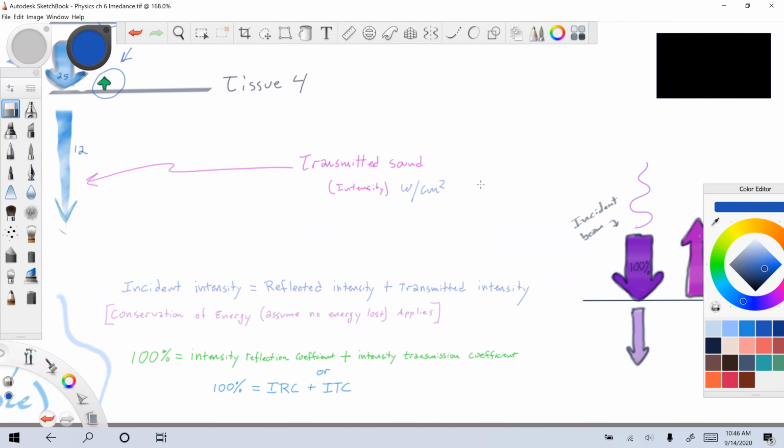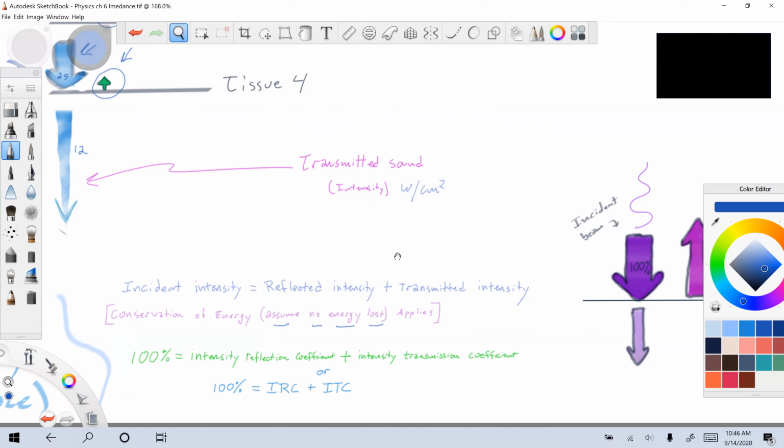Conservation of energy. Assume no energy lost. Conservation of energy applies here. So in other words, the incident energy is equal to the reflected plus the transmitted.